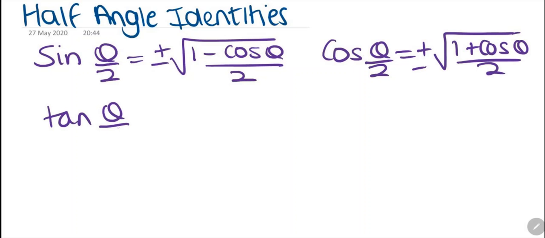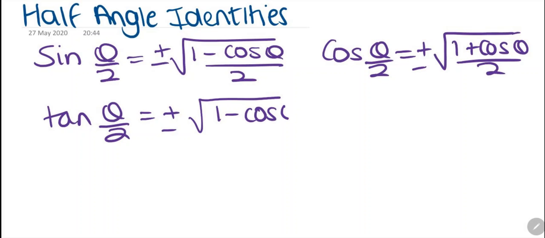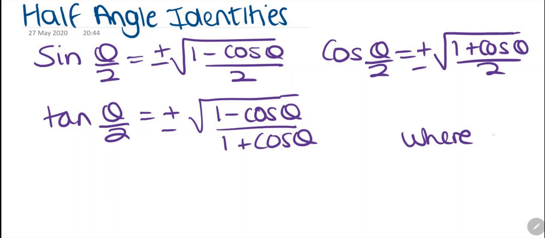Tan theta divided by 2. We can think of this as sine divided by cosine. So the value is 1 minus cos theta divided by 1 plus cos theta. And this is where we have the condition that cosine of the angle cannot equal minus 1. Otherwise, the denominator will be equal to 0 and it'll be undefined.